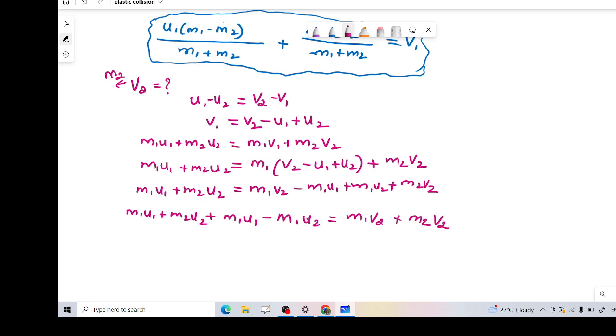And here now m1 u1 and m2 u2, there are two m1 u1, so by adding this, what I will get is 2 m1 u1 plus m2 u2 and minus m1 u1, minus m1 u2 is there. So I will take u2 as common, so m2 minus m1, and here v2 is common. The v2 I am taking outside. So v2 is equal to m1 plus m2.